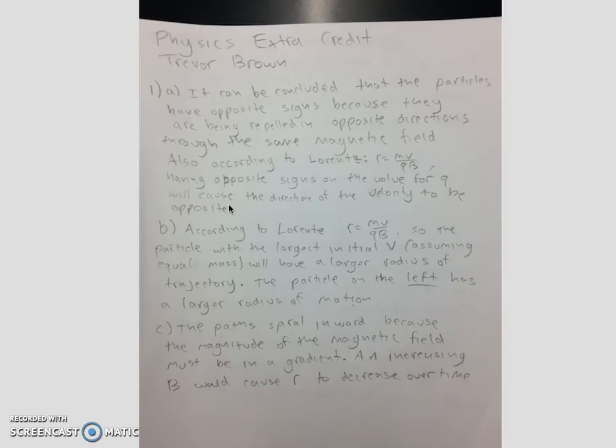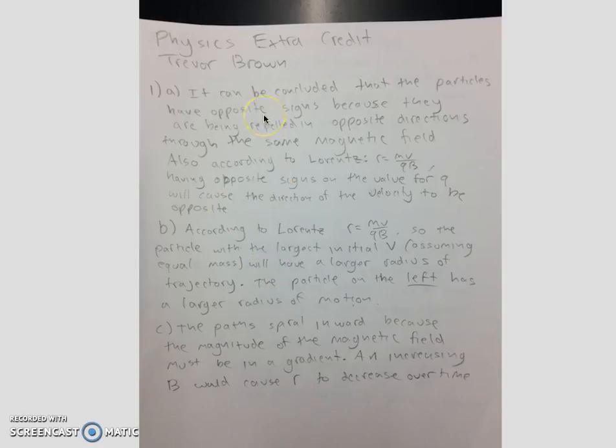It gave a scenario in which two particles are launched with the same velocity, and the picture shows them going in different directions. So the first question was, what can you conclude about the signs of the two particles if they create circles in the magnetic field in opposite directions? What I said is that it could be concluded that the particles have opposite signs because they're being repelled in opposite directions. The way I determined this was judging by the equation R equals mv divided by qB, where basically all of the criteria for the particles are the same except for the sign of q, and that would cause the direction to be opposite, essentially.